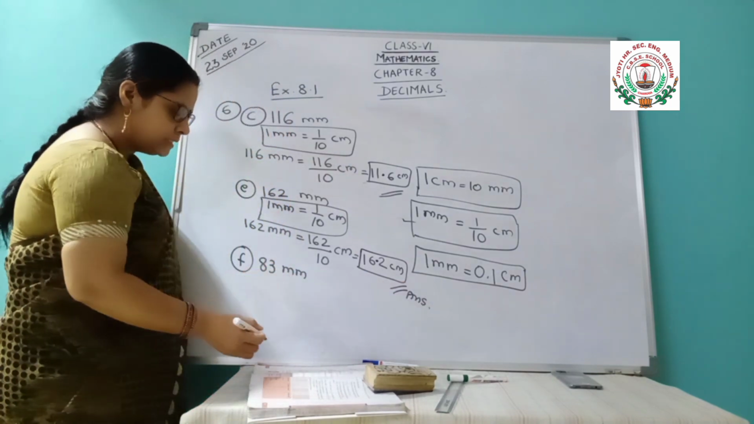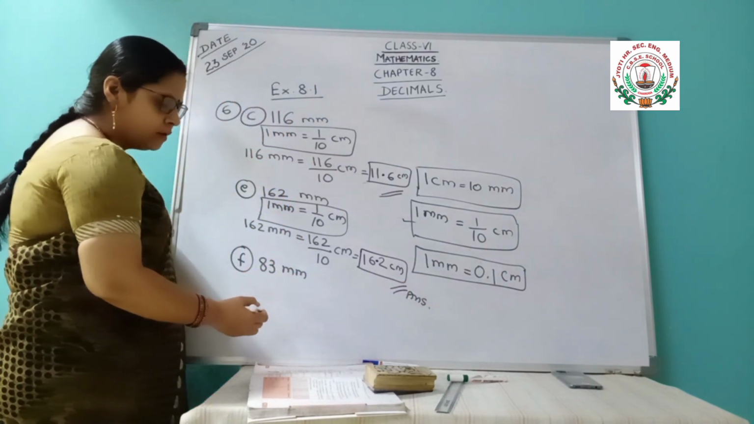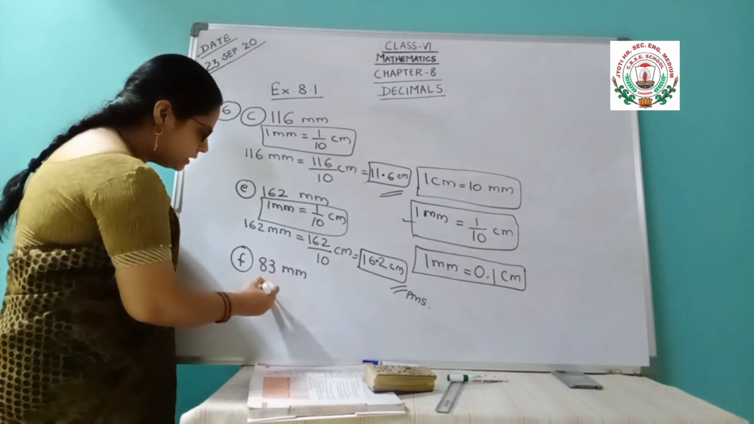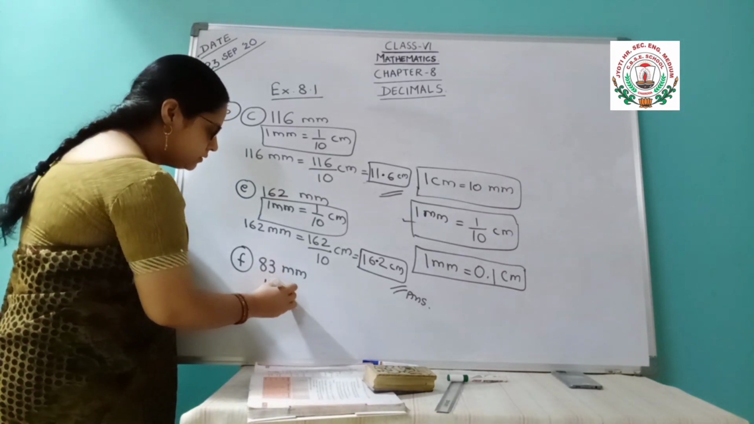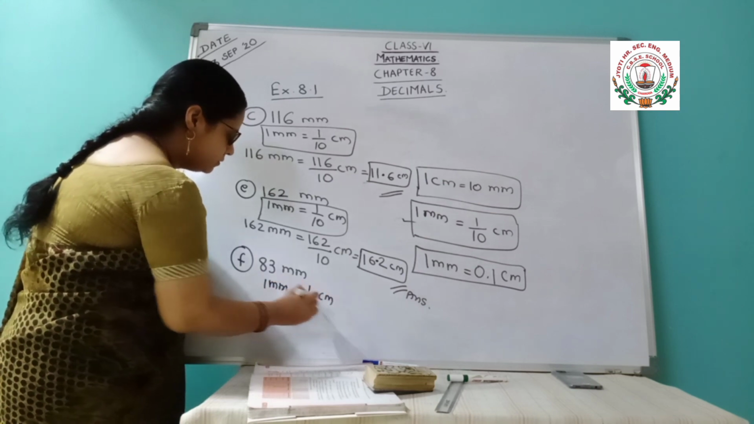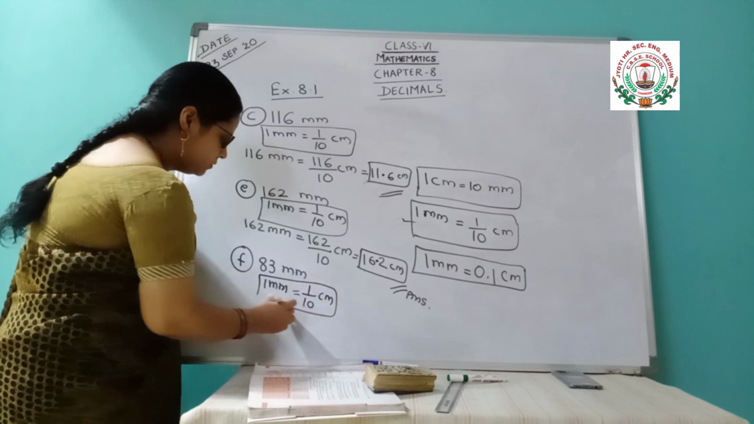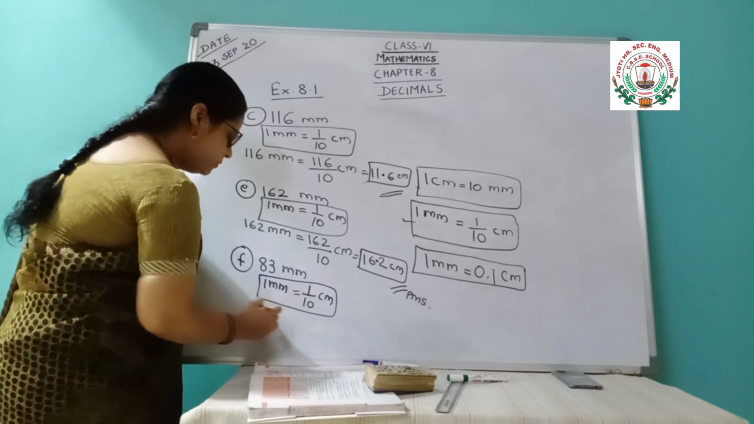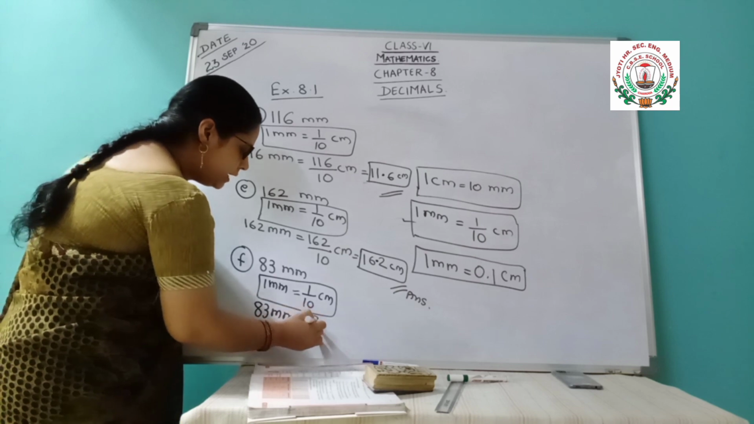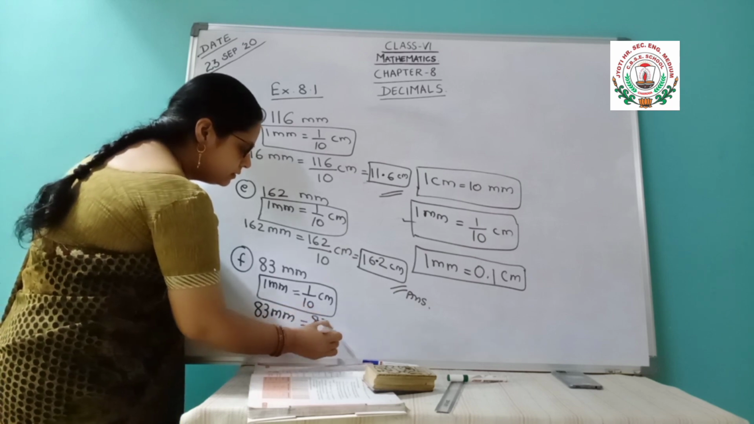Now here 2 digits are there, which is just like B part. But in B part 110 got cancelled. But here 2 digits are directly given. No 0 is there. So 83 millimeter is equal to 83 by 10 centimeter.